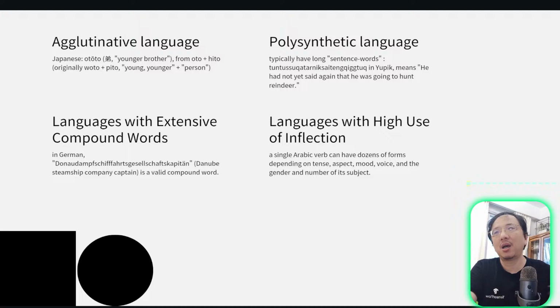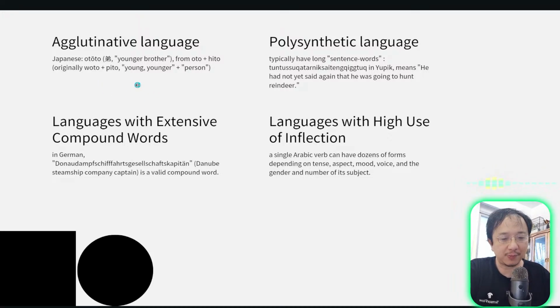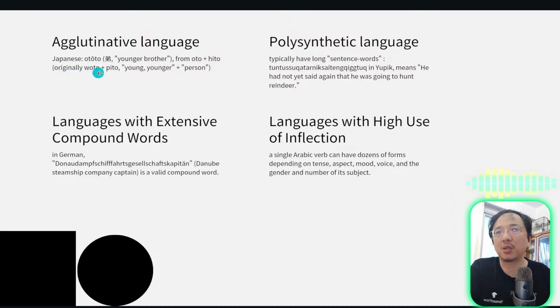For one thing, take an agglutinative language like Japanese. Even if we don't consider the splitter, Japanese words are a combination of different parts, meaning we combine different words into one word. Like ototo, or younger brother, is a combination of younger and person. The original native form comes from this kind of word root, but it will have many different combinations.